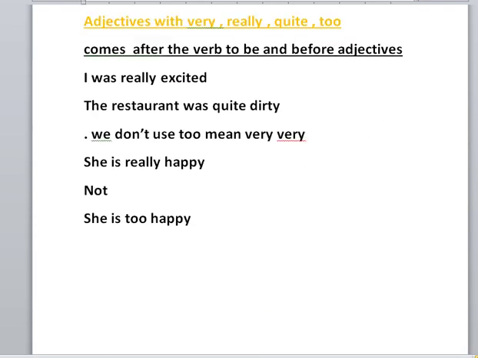And now we talk about adjectives with very, really, quite, too. Very, really, quite, too come after the verb to be and before adjectives. For example, I was really exhausted. The adjective comes after the verb to be. The restaurant was quite dirty.